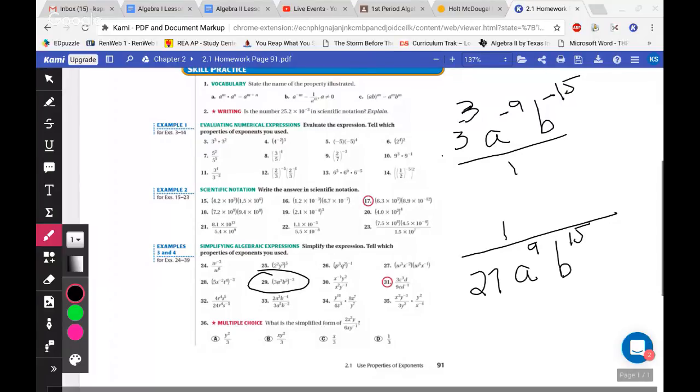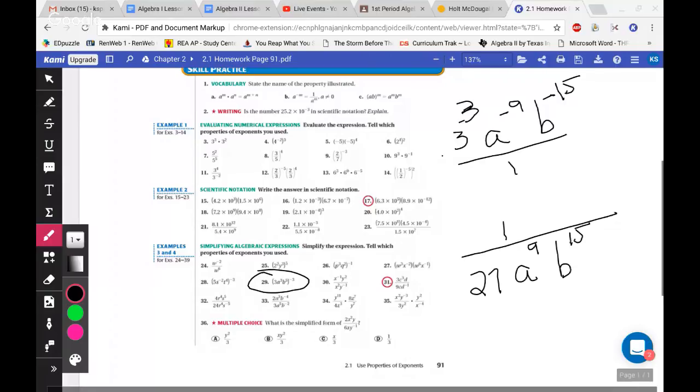No, the 27 is not negative. The only way the 27 would be negative is if the 3 itself were negative, and it wasn't, right? I had to double check it. Now, if the 3 inside the parentheses would have also been a negative, then it would have been a negative 27, because negative 3 times negative 3 is a positive 9, but a positive 9 times a negative 3 would have made it a negative 27.